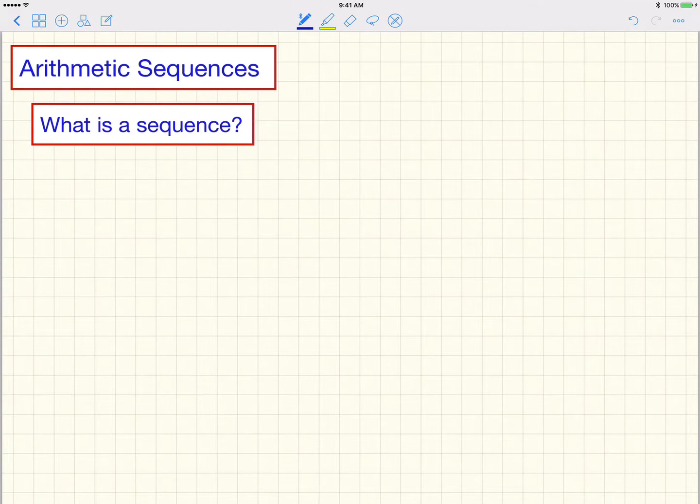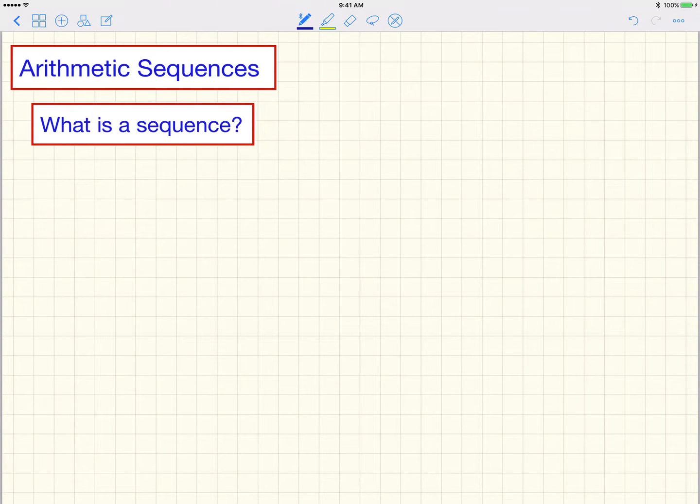All right, so this morning what we're going to take a look at is arithmetic sequences. I guess the first thing we have to ask ourselves is, what is a sequence? A sequence is a series of values that follow some rule.